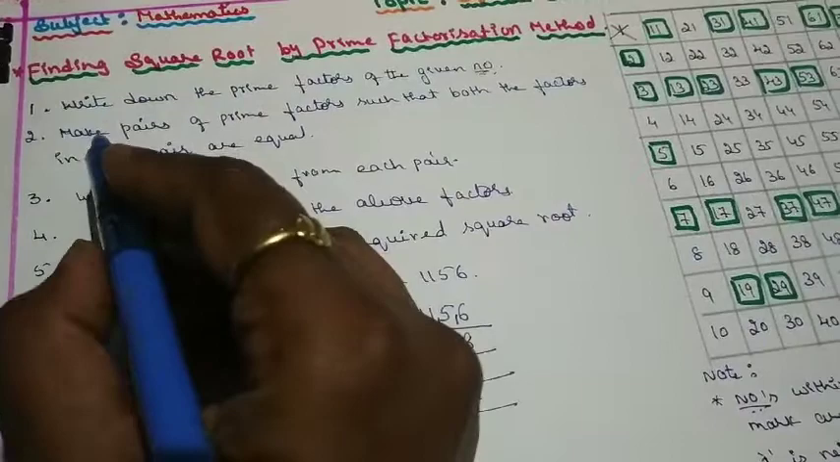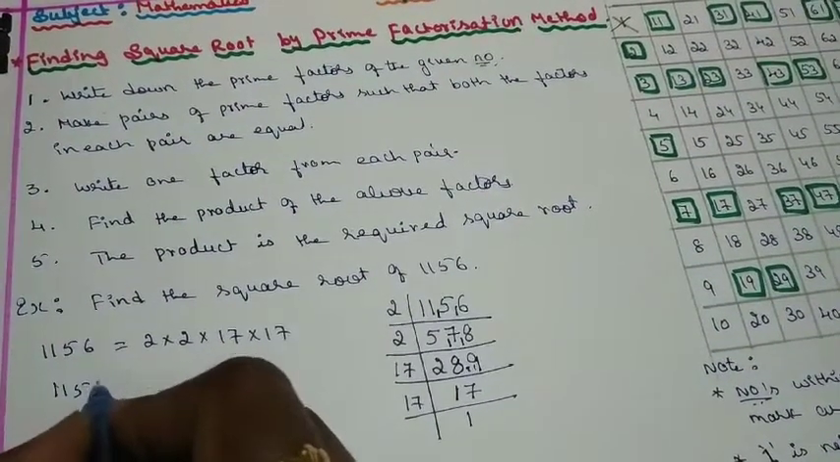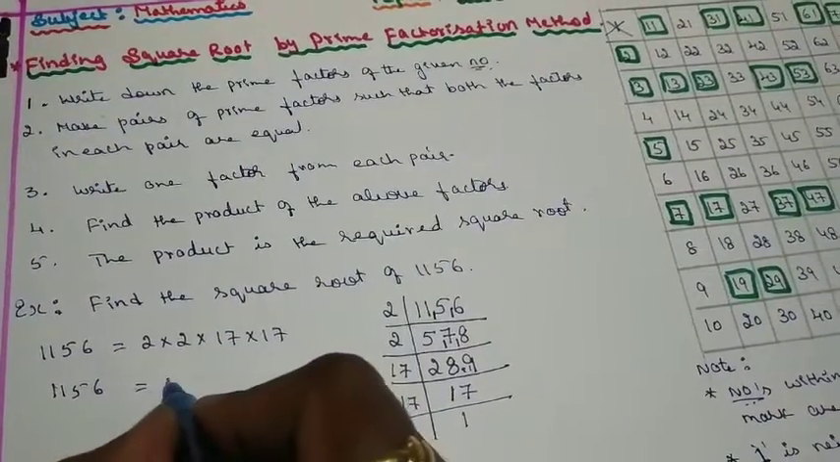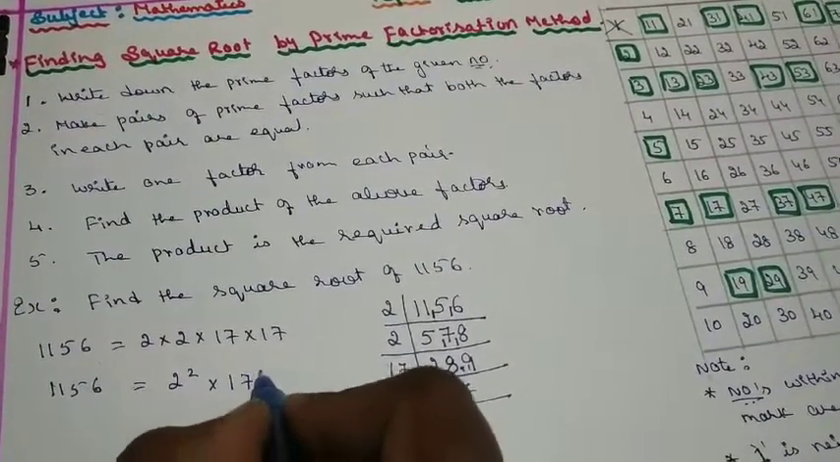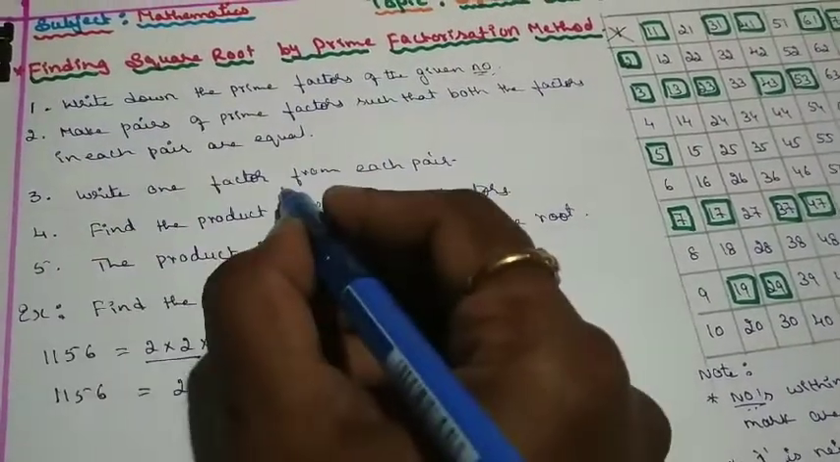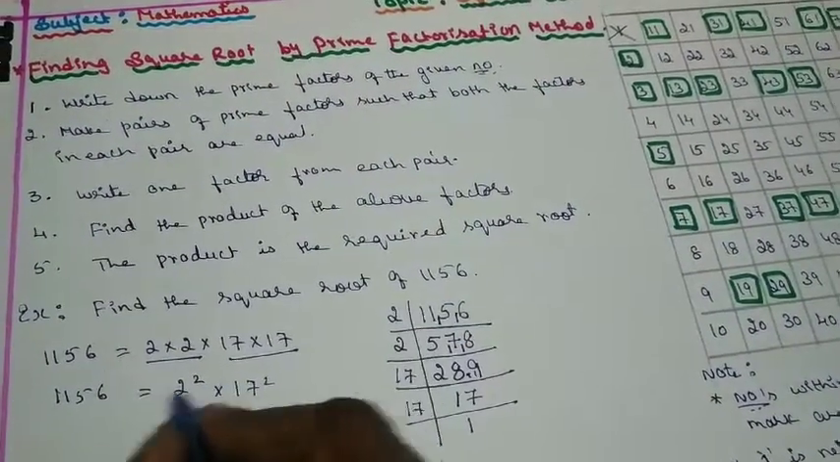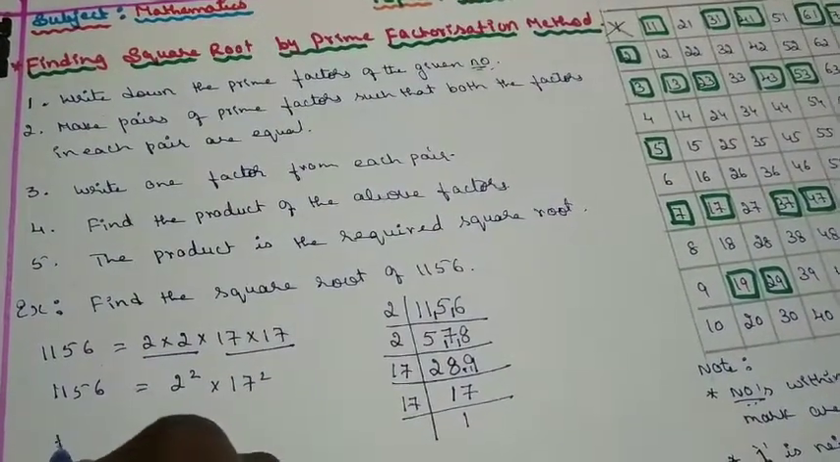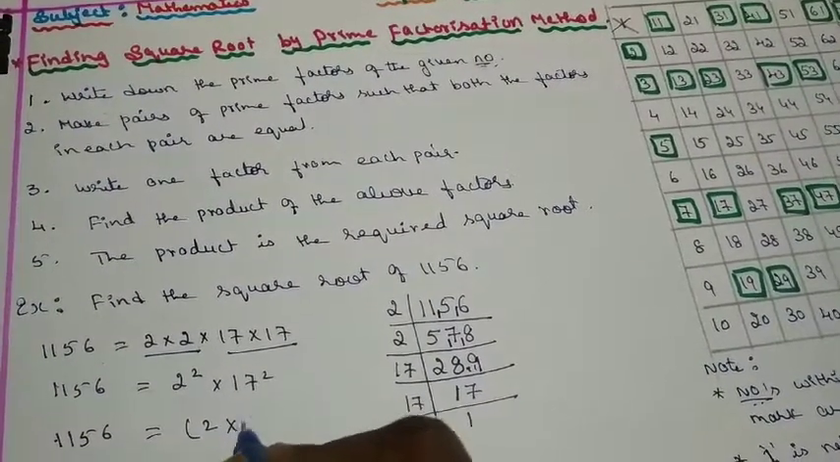Next is make pairs of each factor. Okay. Then 1156 can be written as 2 square into 17 square. These are the pairs. The third step is write one factor from each pair. So 1156 can be written as 2 into 17 whole power 2.